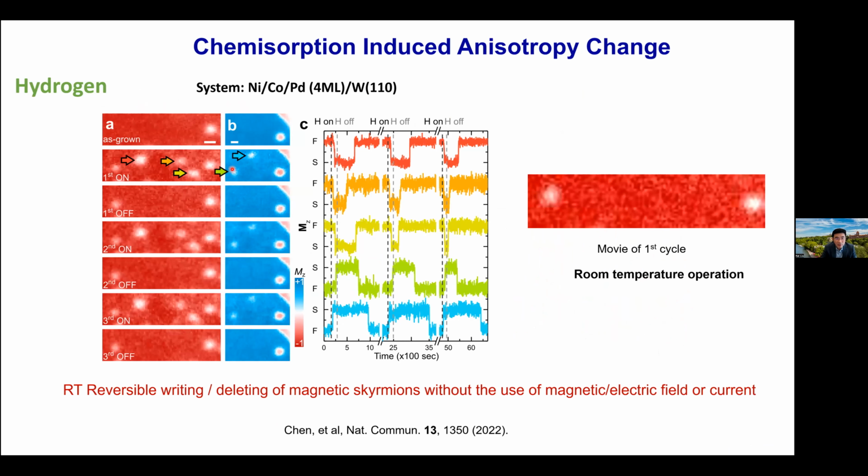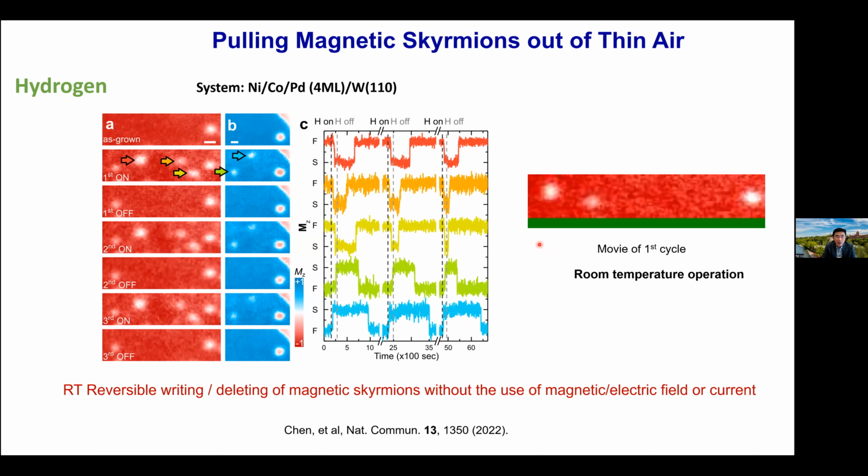And this is all done at room temperature, in contrast to conventional cases which require the use of either a magnetic field, an electric field, or an electric current. Here we don't have any of that. This is just by introducing a little bit of hydrogen. So we call this pulling magnetic skyrmions out of thin air, or in this case, really just out of thin hydrogen. It is the chemisorption-induced anisotropy change, which is effectively like applying a magnetic field. We're changing the energy landscape, which allows us to nucleate and delete magnetic skyrmions.